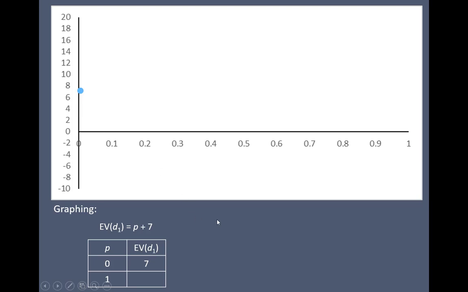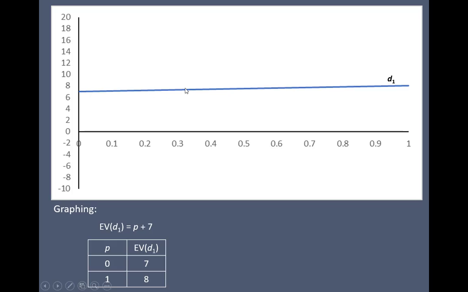Similarly, I'm going to sub in 1 now, the highest possible probability that I could have. Subbing in 1 plus 7 is 8. And again, now I have another point I can graph here. So here I've got a value of 1 along my x-axis and a point of 8 somewhere up around here. I will put another point on the graph. What I can do now is connect those 2 dots with a straight line. Again, that's a linear equation, a straight line. With this line now representing the expected value of decision alternative 1.